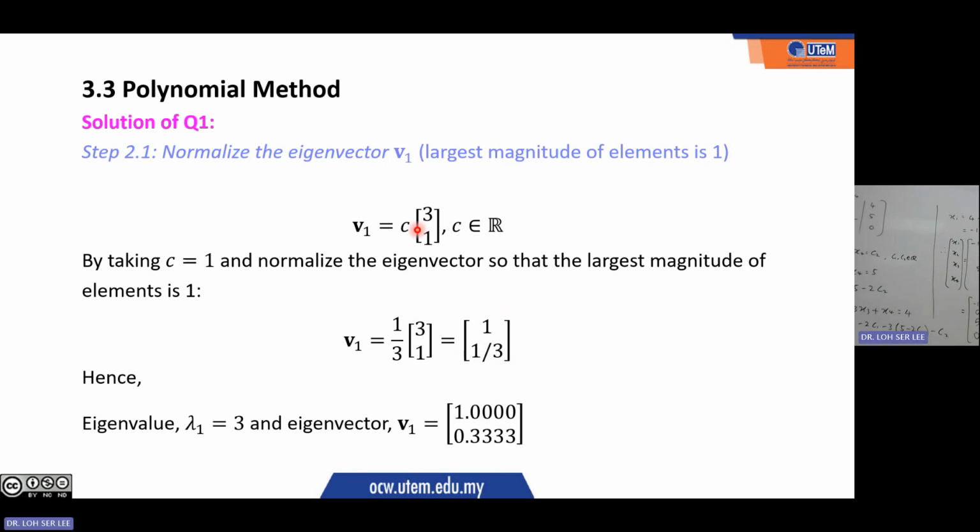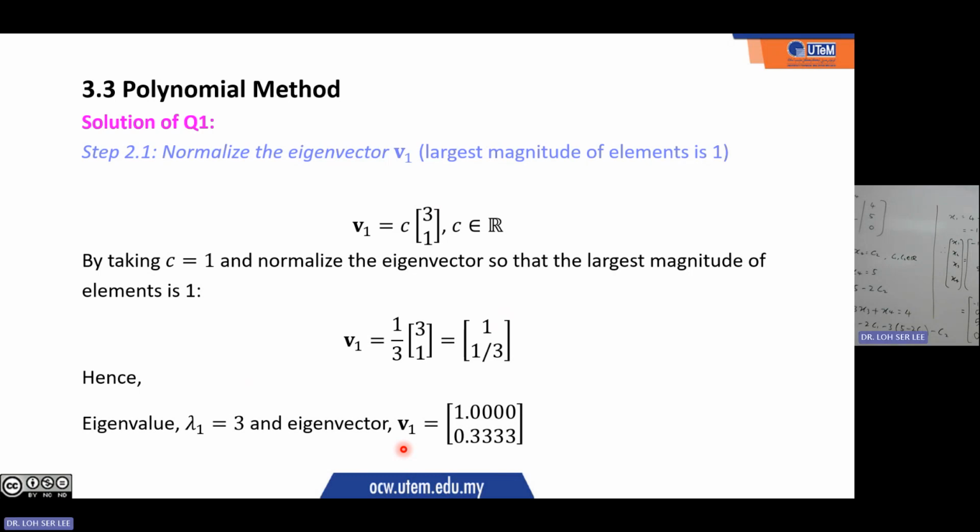So how to normalize? If you follow the standard way, you just let C be 1, then you have 3, 1. Then we select the entry with the largest magnitude, which is 3, and then we divide all the entries by 3. So that's why we get this. This is your V1. Any questions?